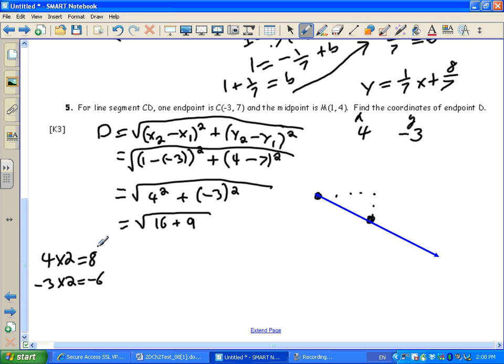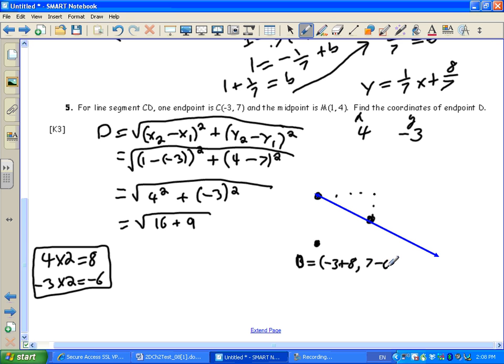So our first endpoint was C. We need to take our C, get the x value, which is negative 3, and add 8 to it. So let's put a coordinate underneath that line. We know that endpoint D will be equal to, this is endpoint D, not the distance, D is equal to bracket negative 3 plus 8, comma, and the other value was 7 minus 6.